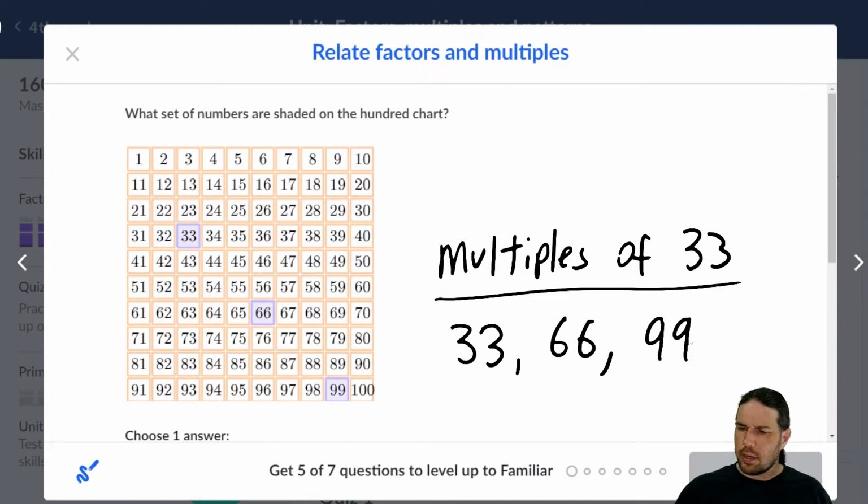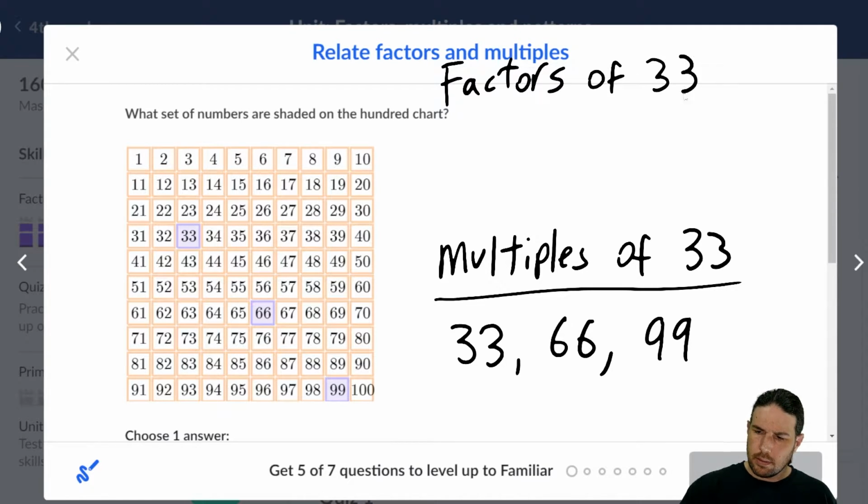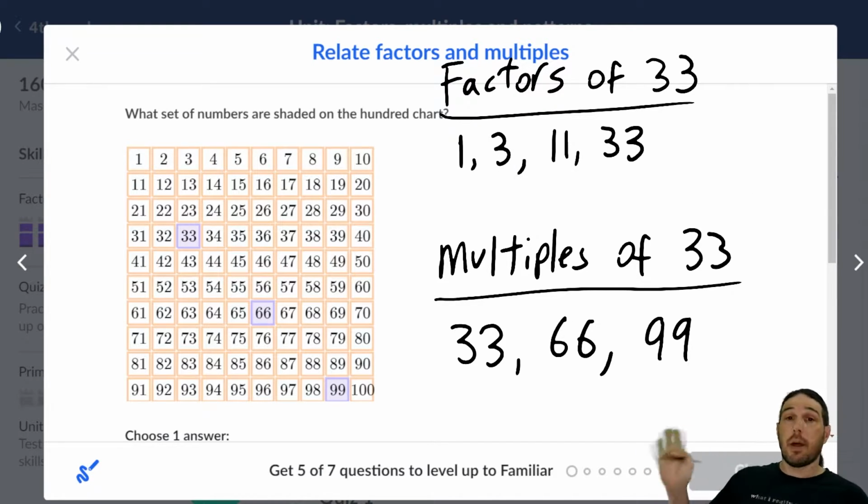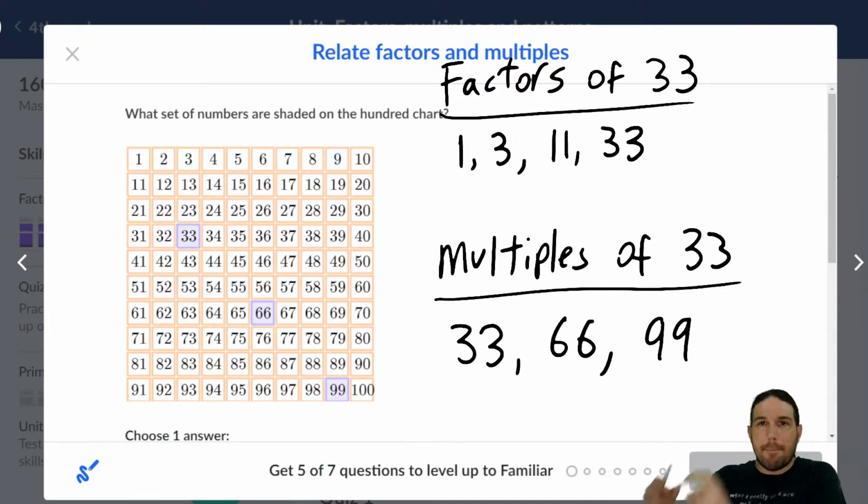So again, I want to highlight this one more time. I know I'm really going over this a lot, but I find that this can be very confusing for students and adults alike. Factors of 33 are 1, 3, 11, and 33. Those are the numbers that you can use multiplication to make 33. Multiples of 33 is when you start with 33 and then start multiplying it by 1 or 2 or 3 or 4 or 5. So that's the difference between factors and multiples.